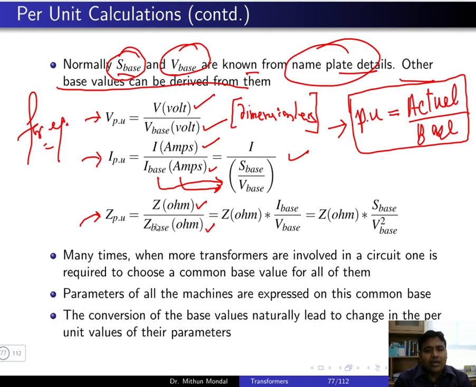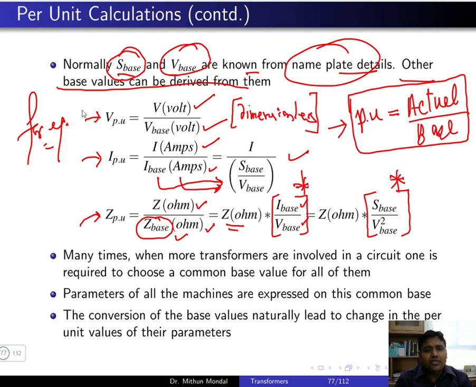Now we can write the base value of the impedance as the multiplication of the voltage base by current base. So we can get the actual value of the impedance by multiplying the current base by voltage base, or we can write Z base as S base by voltage base square. So either we can write in this manner or we can write in this manner. That will be your Z base.